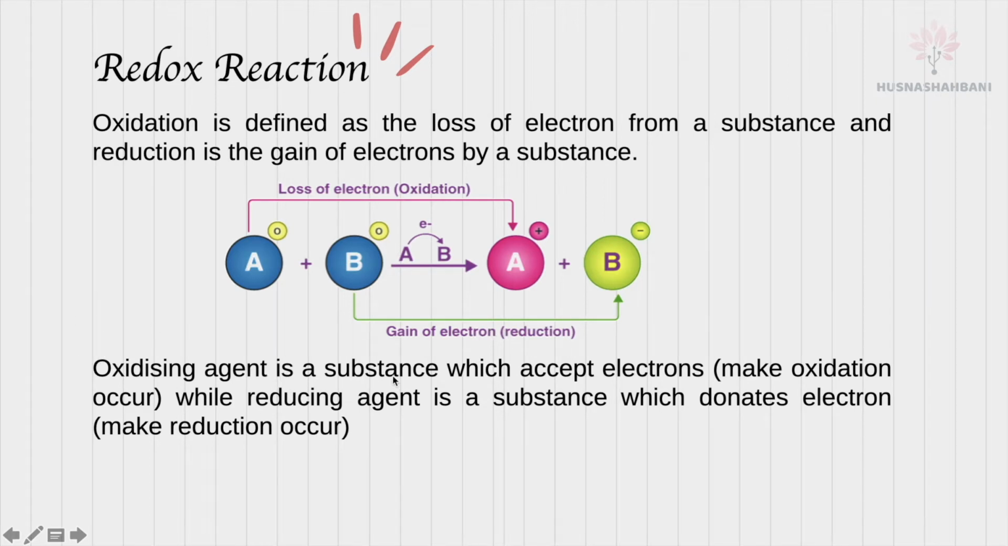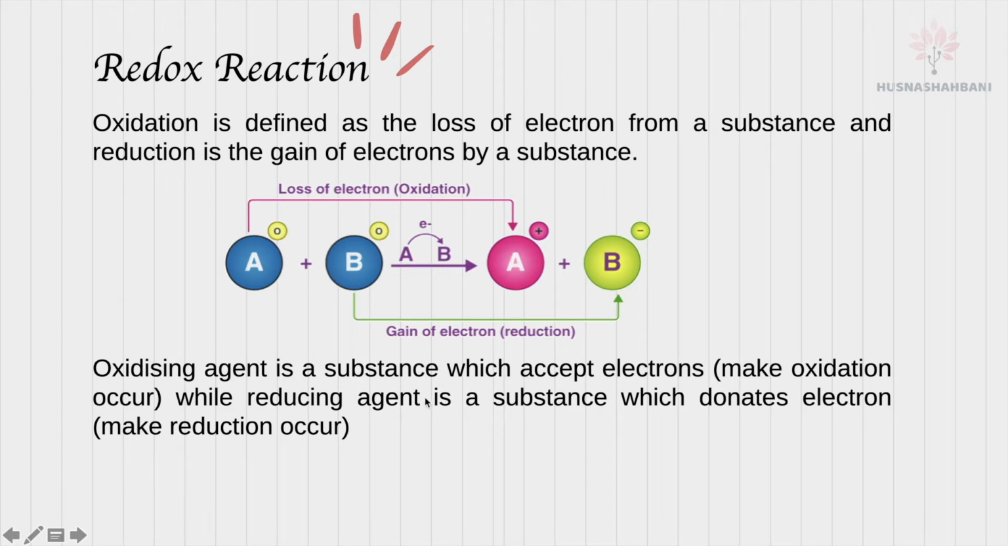Oxidizing agent is a substance which accepts electrons. The substance which accepts electrons is the oxidizing agent. It is called an oxidizing agent because it makes oxidation occur. So this is the oxidizing agent because it accepts electrons. B accepts electrons, so B is an oxidizing agent.